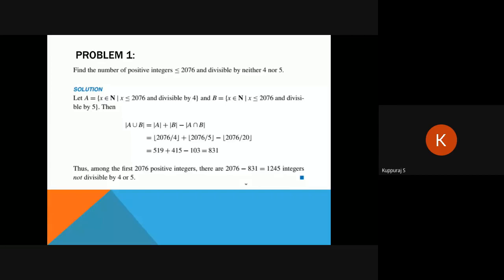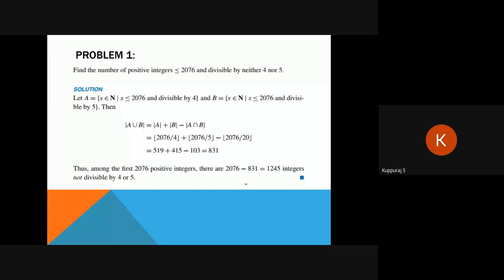So here we have to find divisible by neither 4 nor 5. That means it's not divisible by 4 and not divisible by 5. We need not divisible by 4 and not divisible by 5. Okay. So how do we get this? Because 'and' means I have to use intersection, but we have the formula in terms of union. So the given is not divisible by 4 as well as not divisible by 5.